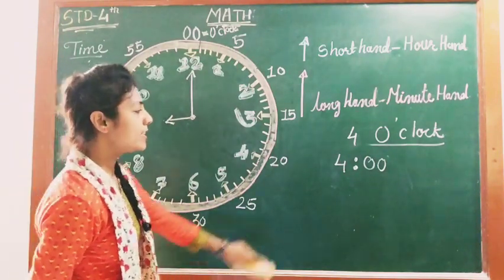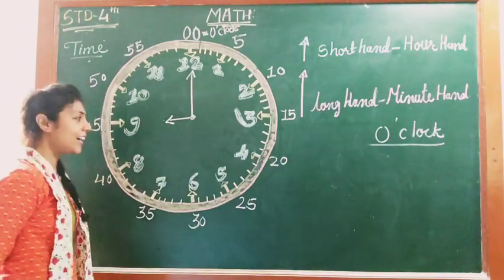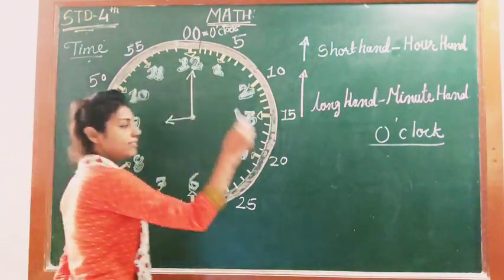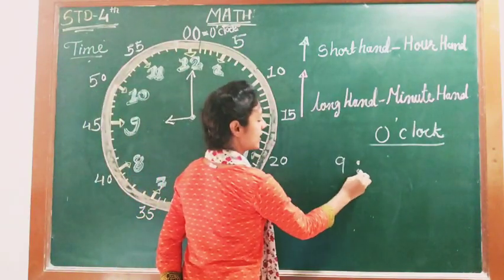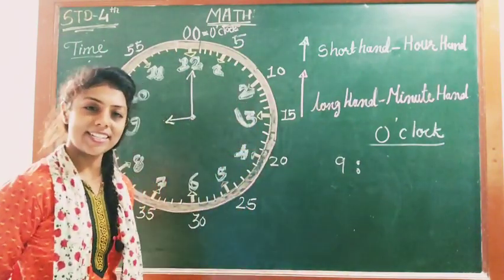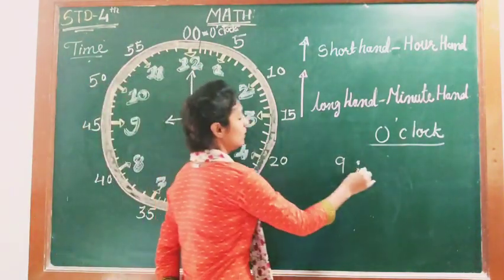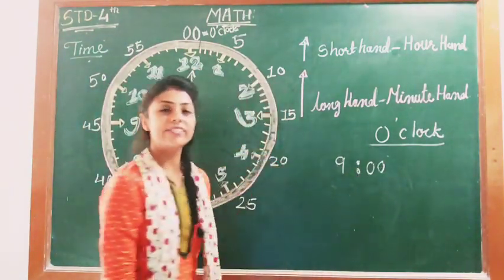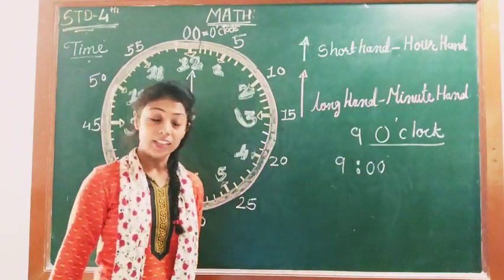Now how to read this one? First step, we'll see the hour hand. It points to 9. Then second, 2 dots. And third one, we'll see the minute hand. It is at 12. So 0, 0. So how to read? It's 9 o'clock.